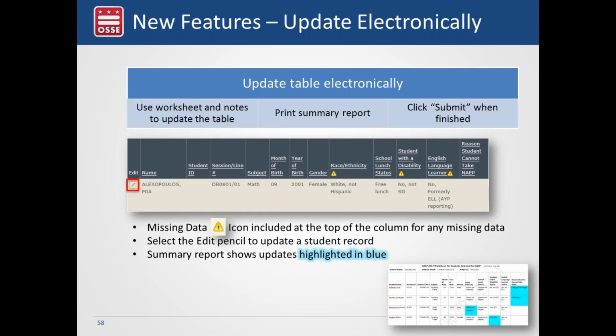You're going to update the tables within the MyNAEP system. If there is any area that has missing data, you're going to get a little triangular icon at the top of the column to indicate that there is data missing in that particular column. You can sort information where all of the missing information can come to the top. You can sort the columns.